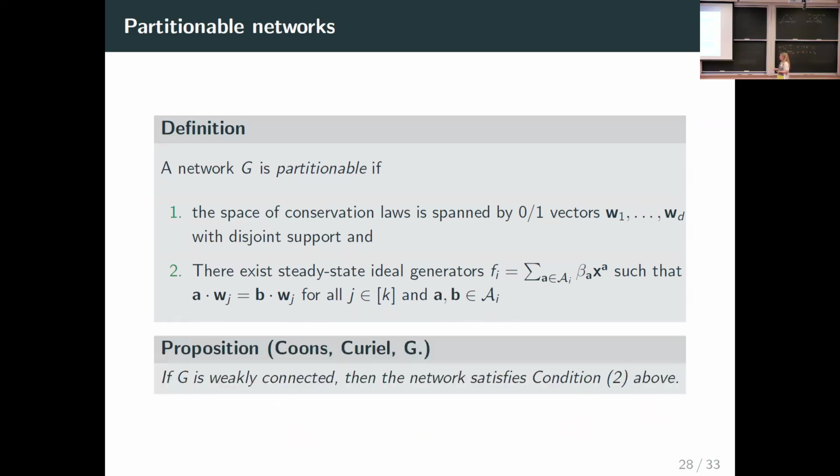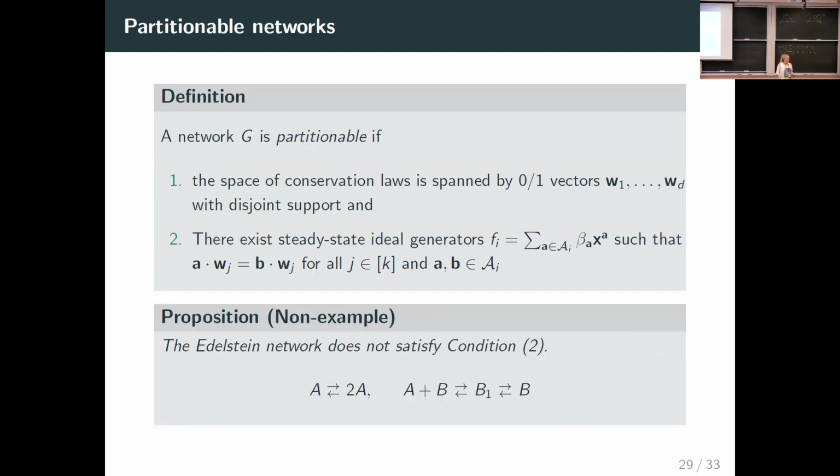And so an example of something where condition 2 is always satisfied: if G is weakly connected, then the network will automatically satisfy condition 2. But condition 2 is not always satisfied. So that Edelstein network that we saw does not satisfy condition 2.